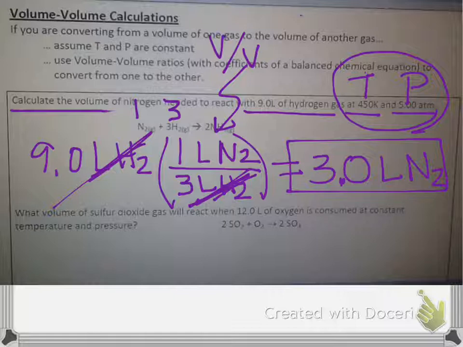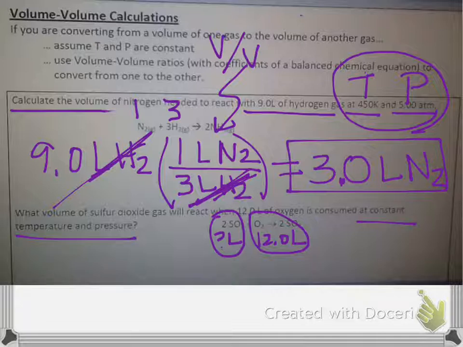It says, what volume of sulfur dioxide, so how many liters of SO2, will react when 12 liters of oxygen gas is consumed at constant temperature and pressure? Here we're not even given the temperature and pressure, but we do know that the conditions remain constant. So if we're given the liters of one gas and we're asked to calculate the liters of another, if we have constant conditions from gas to gas, then we can just use the volume-volume conversion. So we set it up.